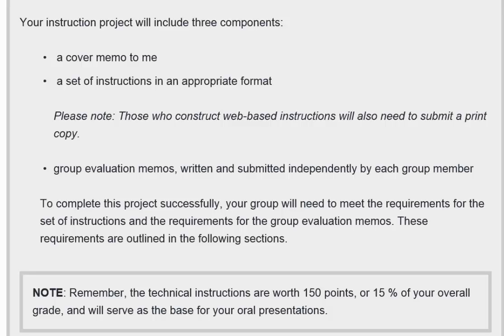And then, as I said, because group projects can be difficult, your instructor needs from each of you individually a group evaluation memo in which you are going to tell me what each group member did on this project and assign a grade to each group member, including yourself, so that your instructor can determine who did what on the project and how to divvy up the grades fairly. Ideally, your instructor would like to give the same grade to each group member. However, if one group member does the bulk of the work and another group member does nothing, your grades will reflect that.